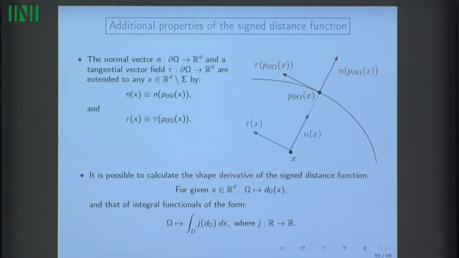Okay? And actually it's possible to calculate shape derivatives for the signed distance function, meaning to calculate the derivative of the signed distance function to a domain with respect to the domain itself, in several senses. For instance, for a given point x, you can calculate the shape derivative of the signed distance function of x to Ω, or you could calculate the shape derivative of a functional which to Ω associates some integral function of the signed distance function. I'm skipping details, but you can perfectly calculate these shape derivatives and use them in shape optimization algorithms.